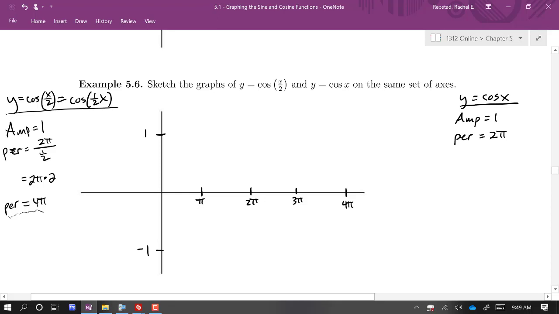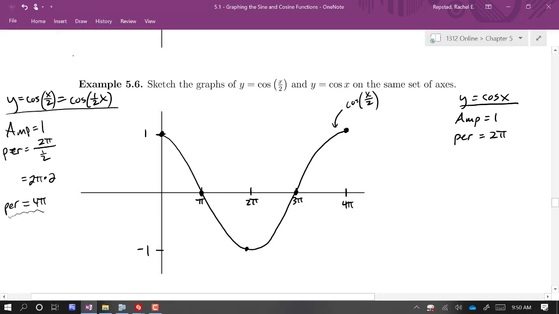So cosine begins at its peak. It's at 1. And then at pi we'll be at 0. At 2 pi we're at -1. At 3 pi back to 0. At 4 pi at its peak. And so this looks something like this. So this is cosine of x over 2.